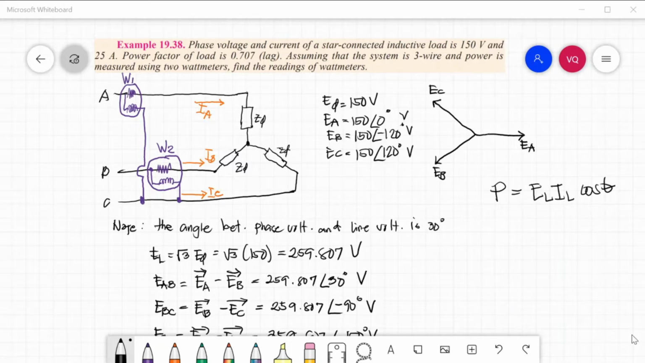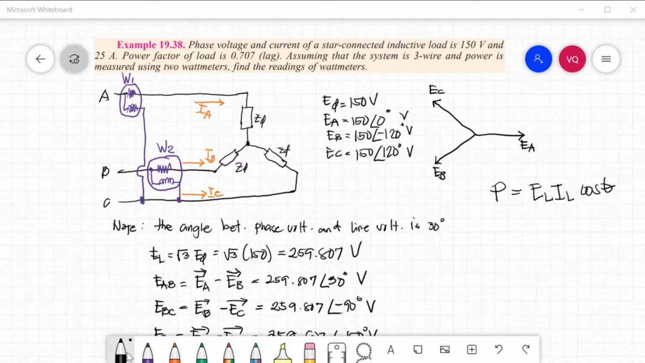So this is example number 1. Phase voltage and current of a star connected inductive load is 150 volts and 25 amperes. Power factor of the load is 0.707 lagging. Assuming that the system is 3-wire and power is measured using 2 wattmeters, find the readings of wattmeter 1 and wattmeter 2. The given here is the phase voltage, which is 150 volts.